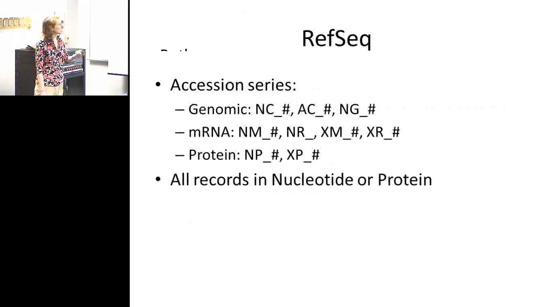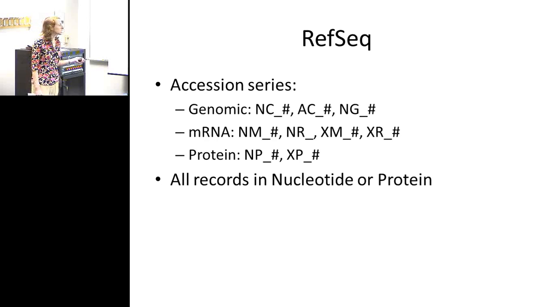This is just the accession series for RefSeq, in case you're interested. If it's a genomic sequence, it'll start with NC, AC, or NG. If it's mRNA, it will start with NM, NR, XM, or XR. And if it's a protein, it'll start with NP and XP. Each one does mean something different, and I could tell you that, but you can also just look that up. If anyone's interested, I do have that on my little cheat notes here. They are differences, but these are the most important things right here.